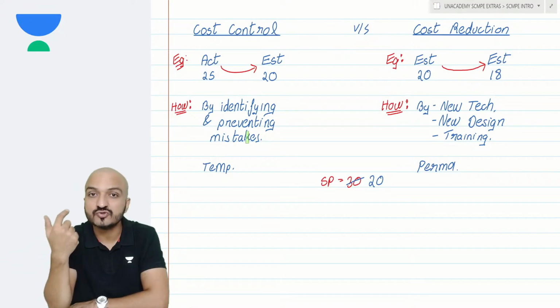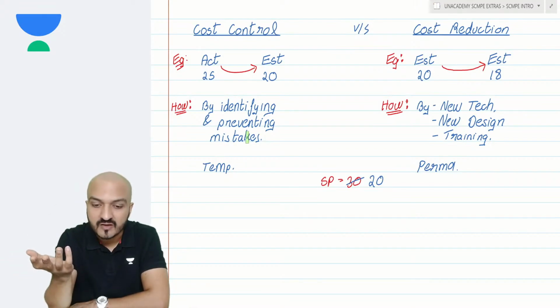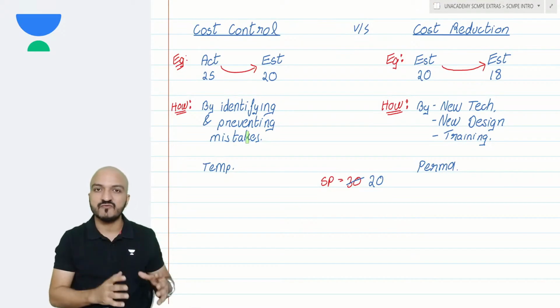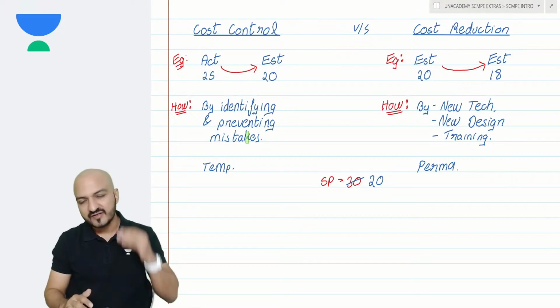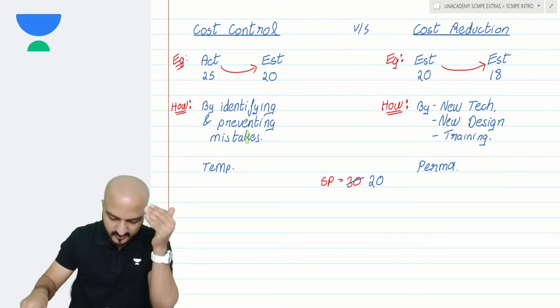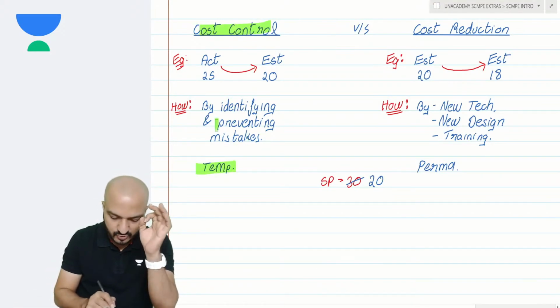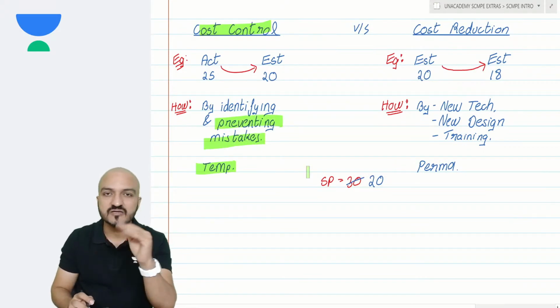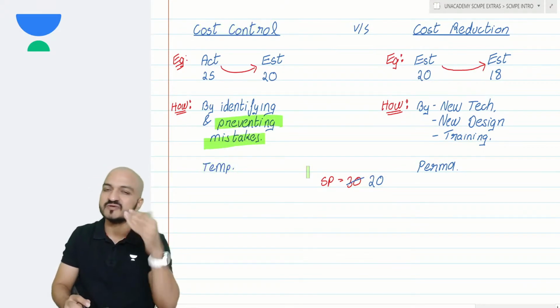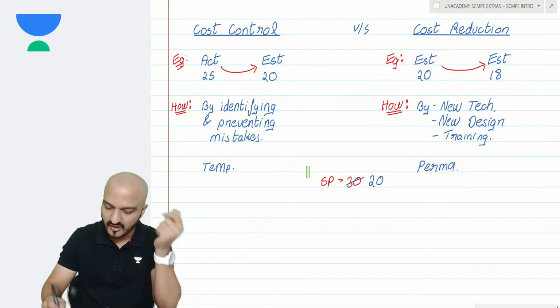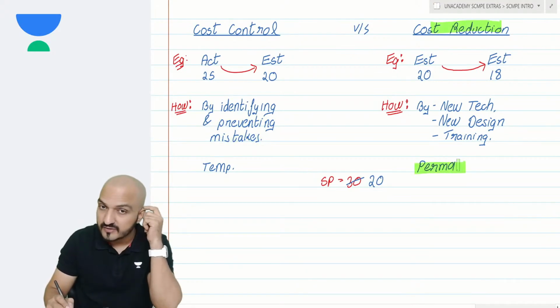Well, no, there is no such guarantee. Just because I prevented wastage this year, there is no guarantee that next year wastage will get prevented. So, cost control is temporary. Just because you are able to prevent a mistake this year doesn't mean next year and the year after your mistakes will be prevented. Not necessarily. But cost reduction is permanent.